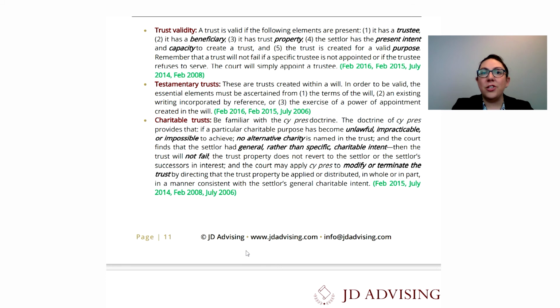And in conjunction with charitable trusts, they often bring up the cy pres doctrine, which is the doctrine that allows the court to modify a charitable trust if the charitable purpose has become unlawful, impracticable, or impossible to achieve, no alternative charity is named in the trust, and the court finds that the settlor had general charitable intent. If these elements are met, the trust won't fail because the purpose became impossible, but instead, the court will rewrite the trust to try to achieve that general charitable intent.